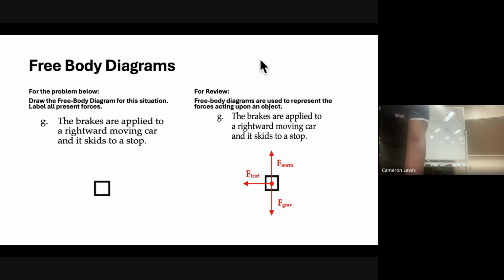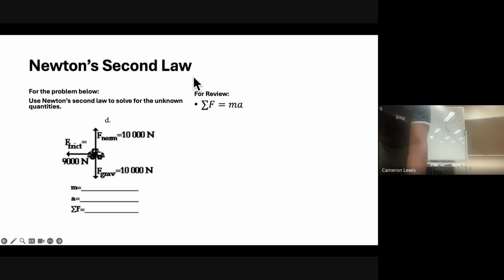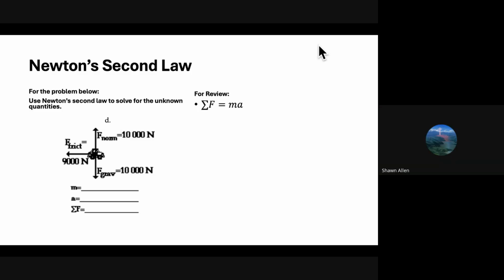Now, let's just add some numbers to it. So now we have the same scenario. We have our car and we have our F norm and our F grav and our friction. So all we got to do is just add some numbers to it. The weight of the car is 10,000 newtons. So then that means we have a normal force of 10,000 newtons as well, because it's connected to the what? The surface of the road.